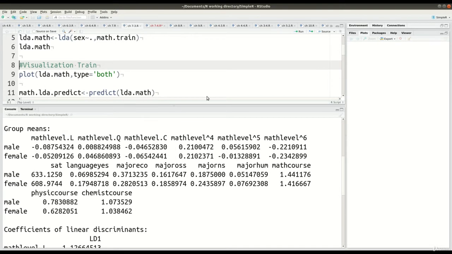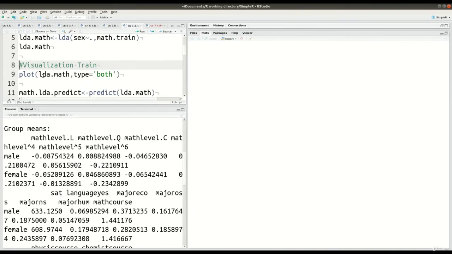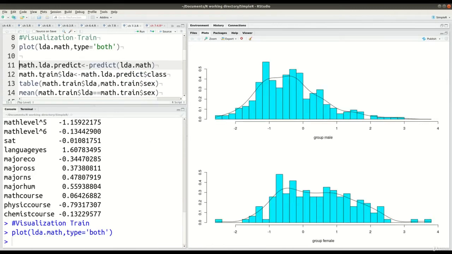Now, why don't we take a look at the visuals? This will be a little easier for us to understand what's happening with the data, so I'm going to make that bigger. In line 9, we do our first visual. Here's the distribution for the males and the females. You can see that there's a little bit of overlap, which means we might have some challenges in terms of our predictions here.